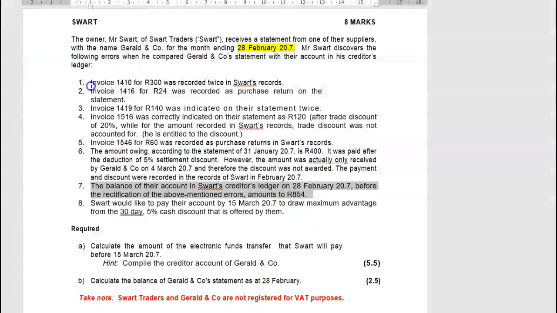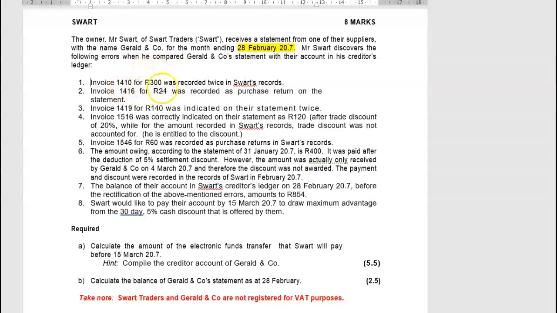Number 1, invoice 1410 for 300 Rand was recorded twice in Swart's records. The first question that you ask yourself is, who made the mistake? And the answer is, we made the mistake. So we recorded this invoice twice in his account. Now what happens if we process an invoice in a creditor's account? The account balance increases because it is a credit entry in the creditor's account.